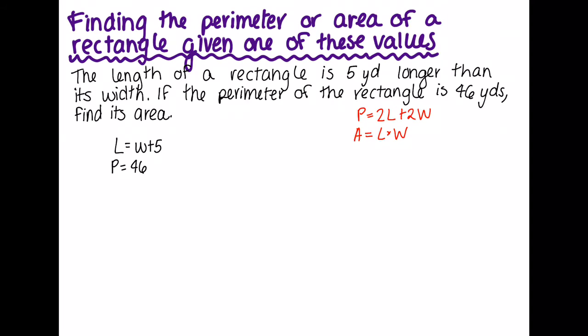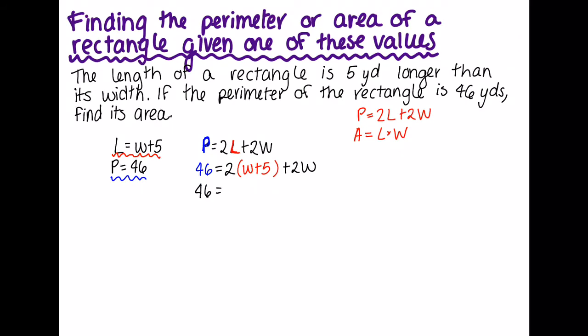So we have the length, we have the perimeter. We're going to use the formula P is equal to 2L plus 2W. I'm going to replace this L right here with W plus 5, and I'm going to replace this P right here with 46. So 46 is equal to 2 times, it's important to use parentheses here, W plus 5, plus 2W. I'm going to distribute and I'm going to solve.